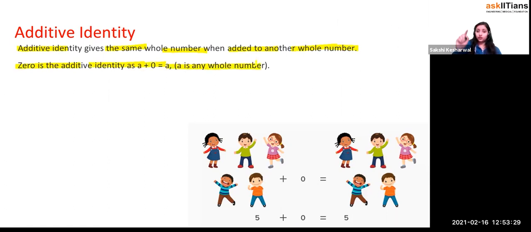We did this question above. You just see that there are 5 kids, right? And if you add none of them, your answer will be what? Again, the 5 kids? Yes or no? So what should be added to a number to get the same answer, right or not? That is known as what, beta? Additive identity, right?